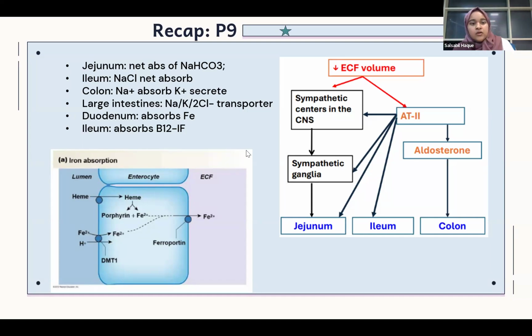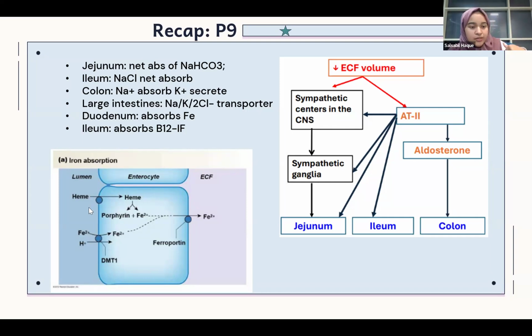Colon, it absorbs sodium and it secretes potassium, and it also has the effect of aldosterone in it. Large intestines contain the sodium potassium 2 chloride transporter. Then duodenum absorbs iron, and ileum absorbs B12, as I mentioned. All right, so these are just some things that keep coming over and over in the MCQs. And now a bit about iron absorption.